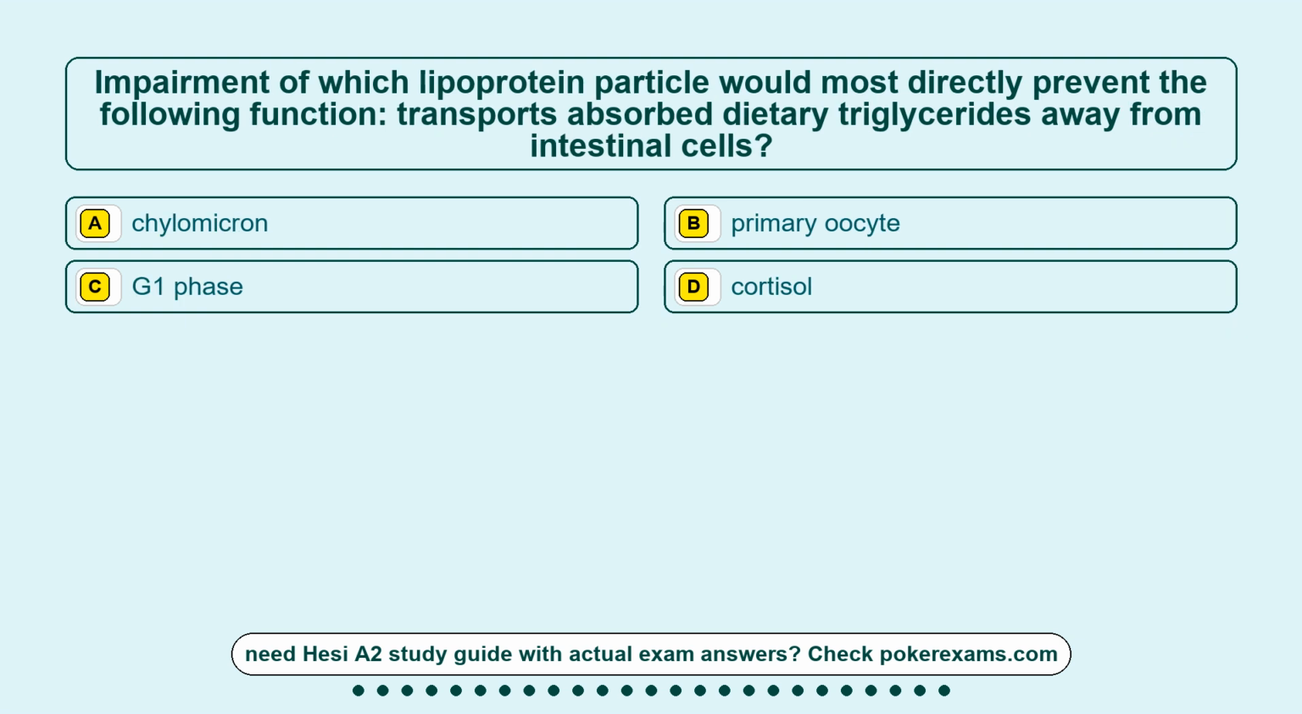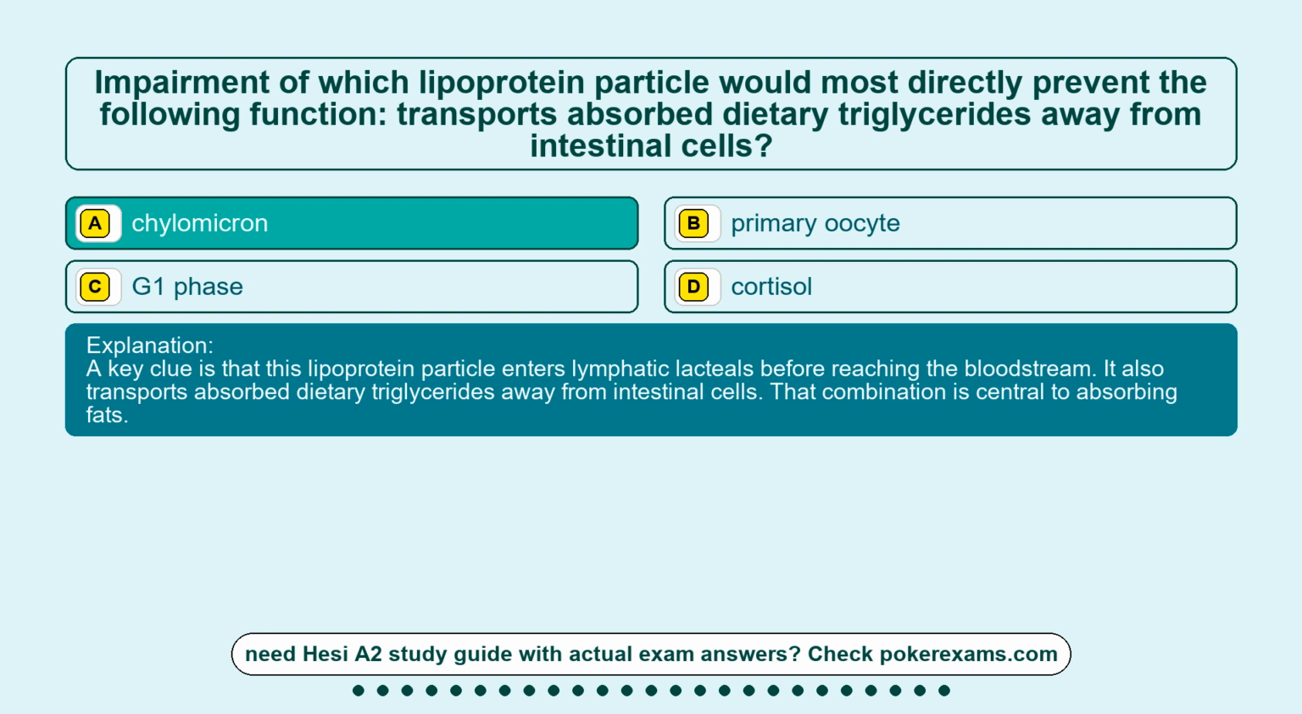Question 11. Impairment of which lipoprotein particle would most directly prevent the following function? Transports absorbed dietary triglycerides away from intestinal cells? Option A, chylomicron. Option B, primary oocyte. Option C, G1 phase. Option D, cortisol. The correct answer is option A, chylomicron.